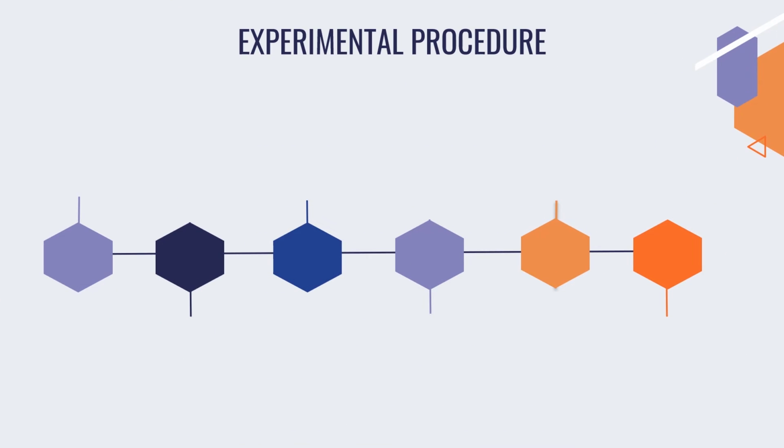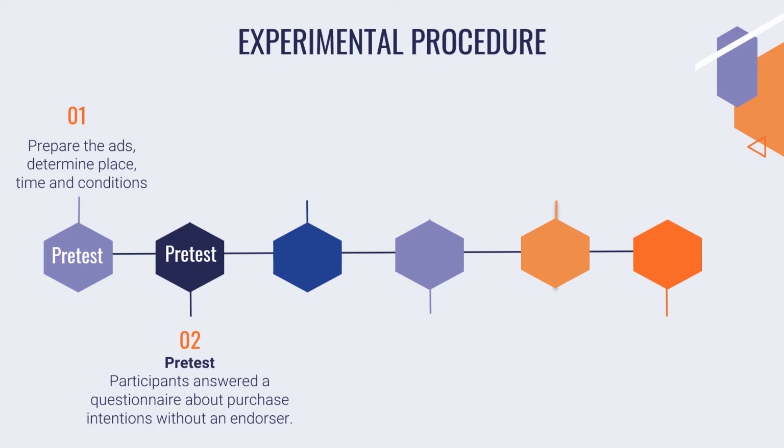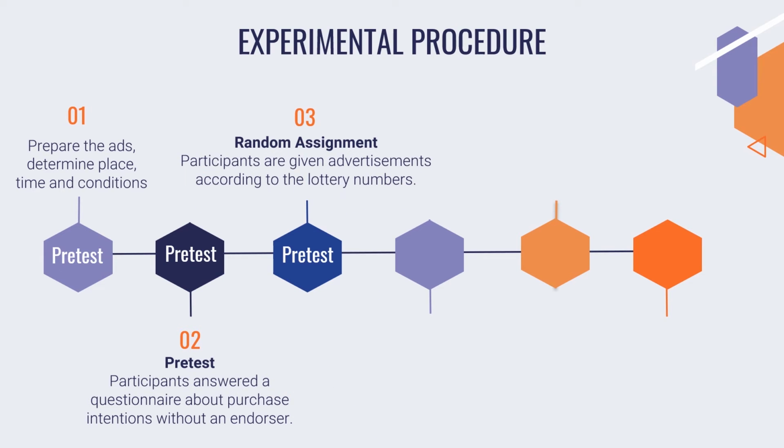The experimental procedure. The procedure for carrying out the laboratory experiment includes the following steps. First, the researcher prepares the print advertising media, which will be the instrument, the place, and determines the time of treatment. Second, pretest. Participants answer a questionnaire about purchase intention without an endorser on it, with a 7-point semantic differential. Third, random assignment. Participants are given an advertisement according to the lottery number.